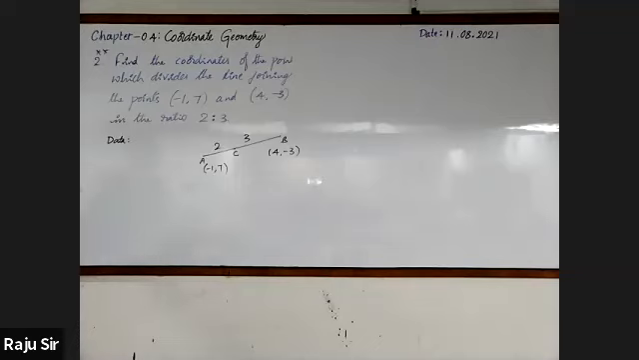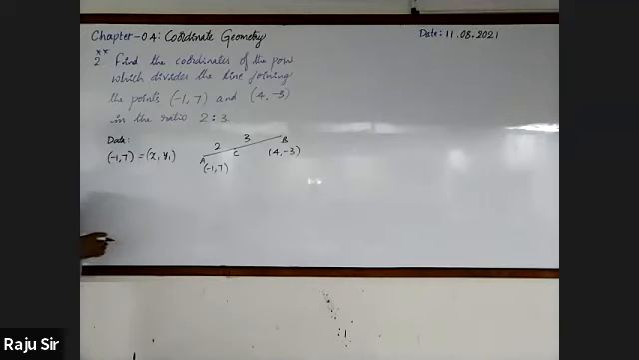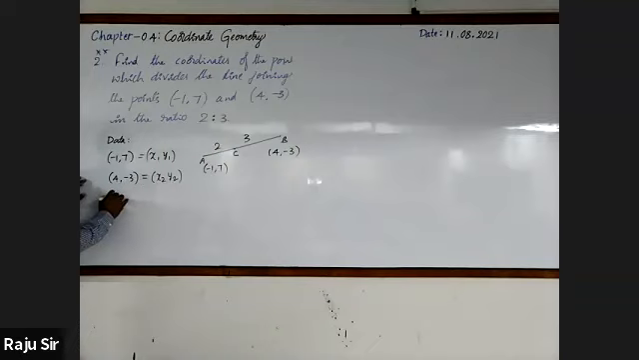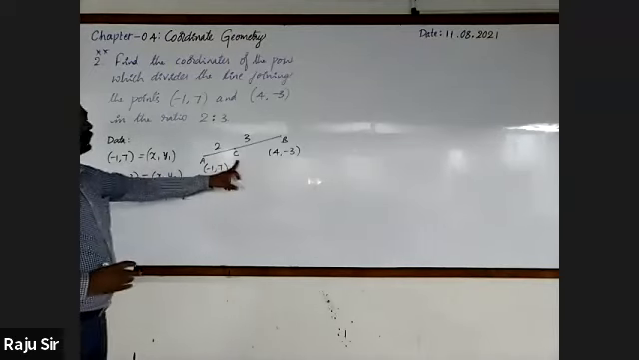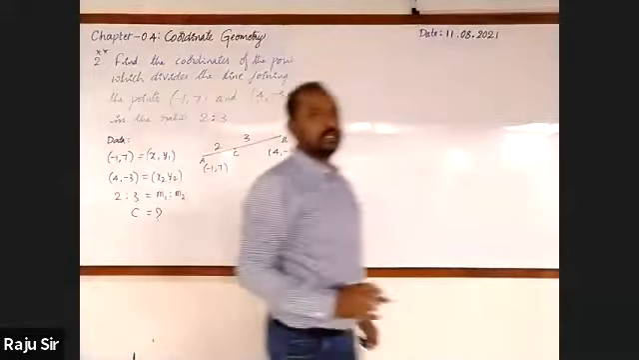Now start writing the data with me. I'll take the first point, that is minus 1,7 as x1, y1. Next, second point, 4, minus 3 as x2, y2. Next, ratio has been given, that is 2:3. I take this as m1:m2. You are going to find out the coordinates of C. Please write with me. Let us find out C.